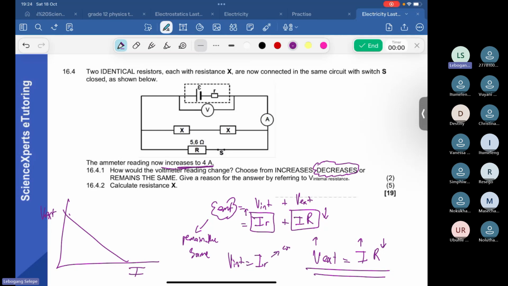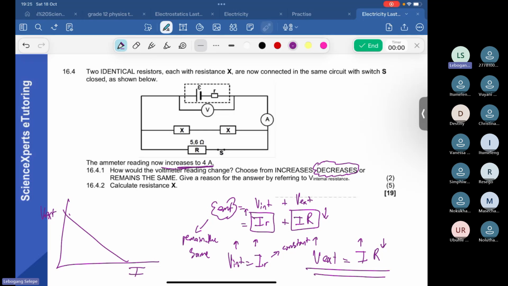But then here, look, V internal is equal to Ir. Internal resistance is constant, right? So when I increase the current, the V internal will increase. Do you guys get it? I can't hear you. Okay, I see thumbs up. Itumelong says no. Okay, Itumelong, which part don't you understand?